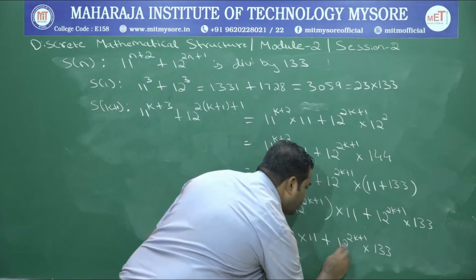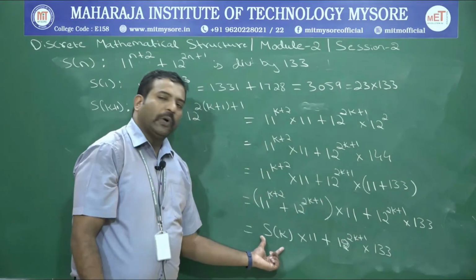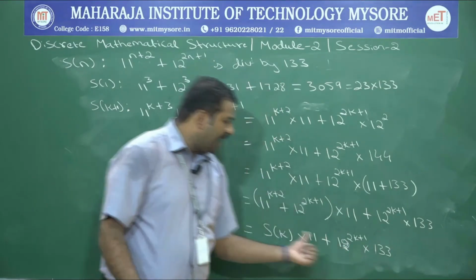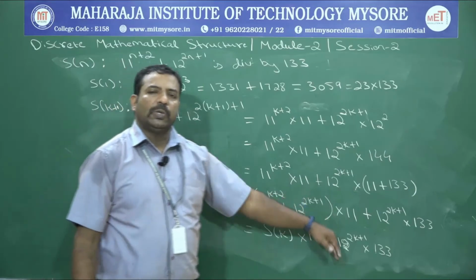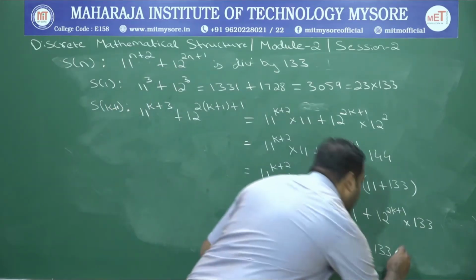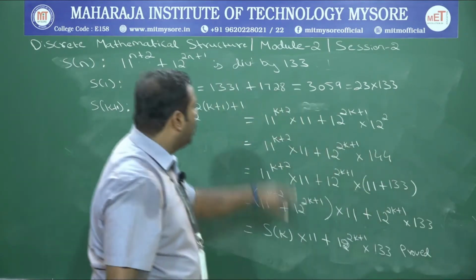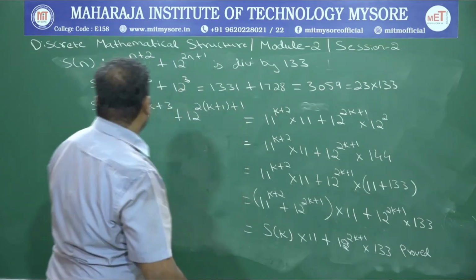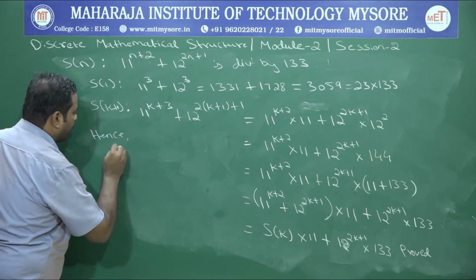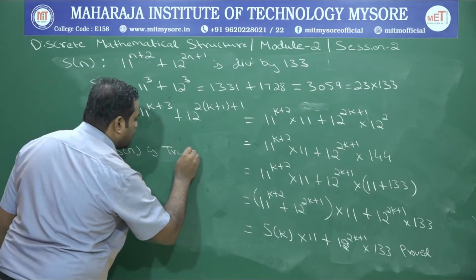Now by having this statement, the assumption I made here was true, and anything multiplied with 133 and added to this is also going to be true for me. Hence this is where I say the statement has been proved, because this number will be divisible by 133. So proved. Hence S of n is true.